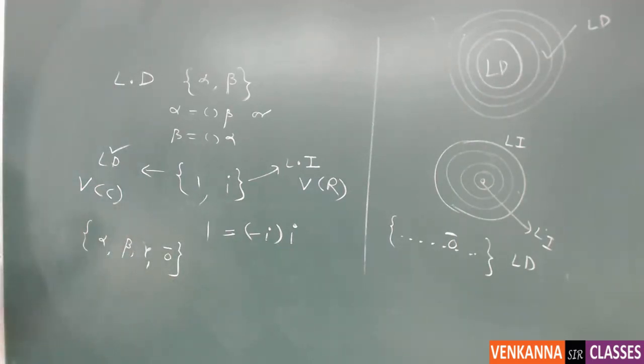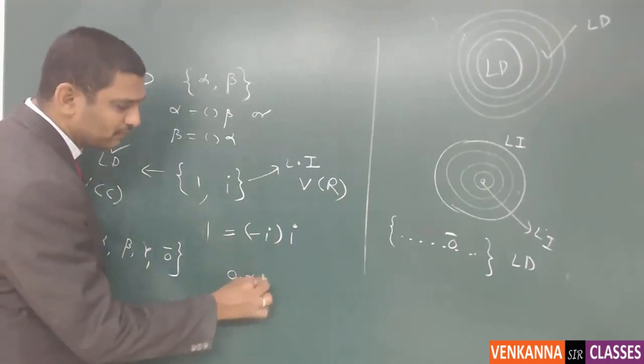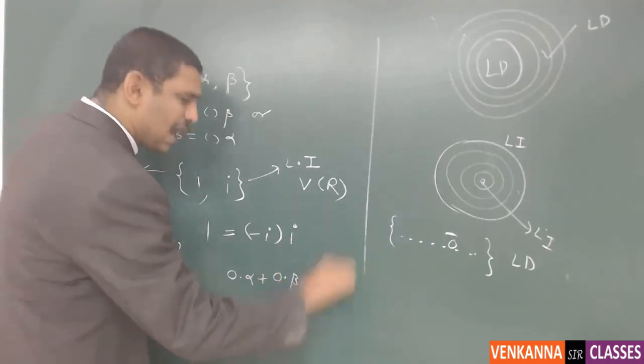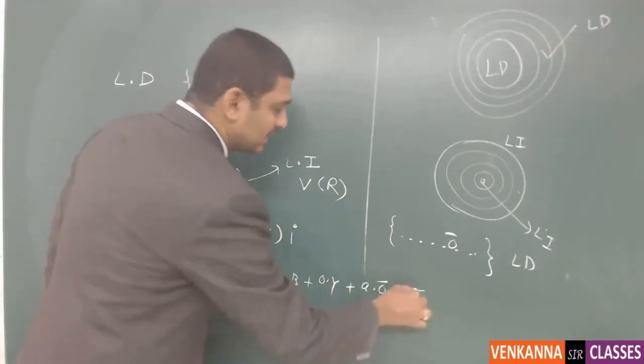This is my set of vectors. Alpha is a vector, beta is a vector, gamma is a vector, and I have included the zero vector also here. Since the zero vector is present in this set, it is LD. How does it become LD? It satisfies the definition. You can write the linear combination as 0 into alpha, 0 into beta, 0 into gamma, and any number a into 0 bar, but the result is 0.